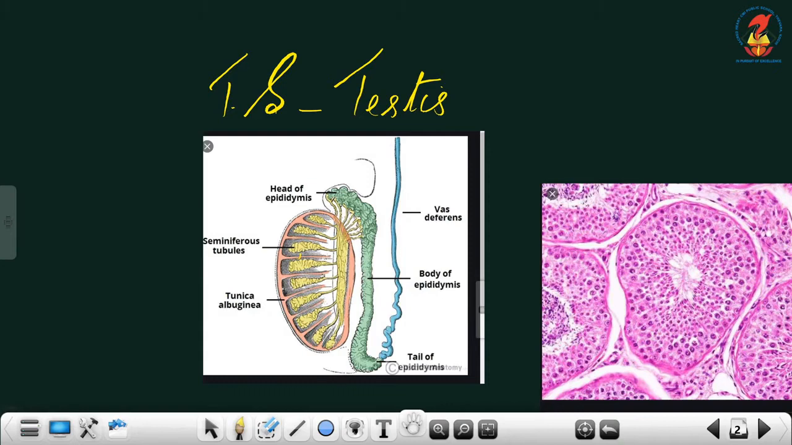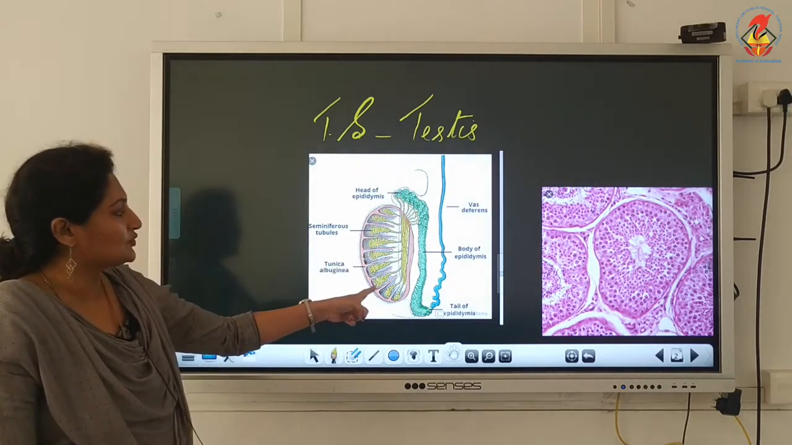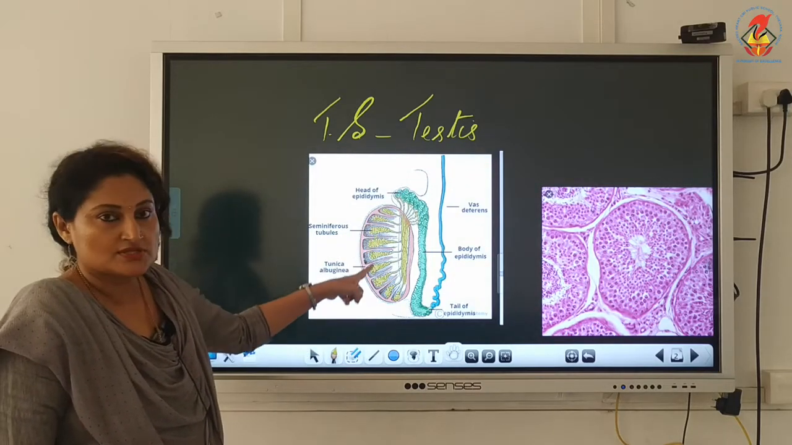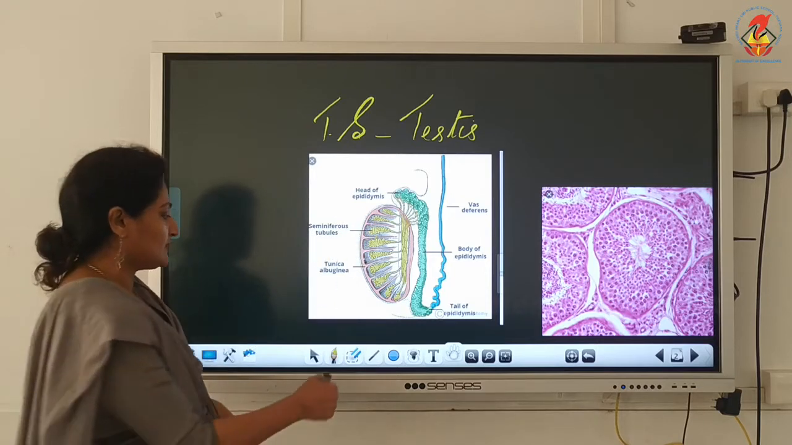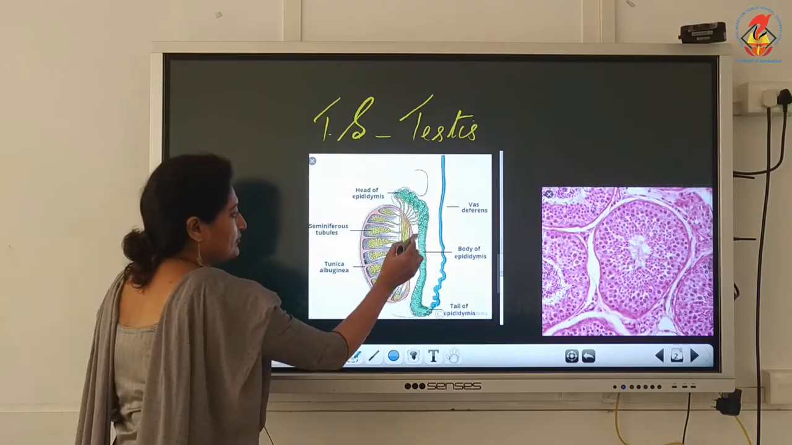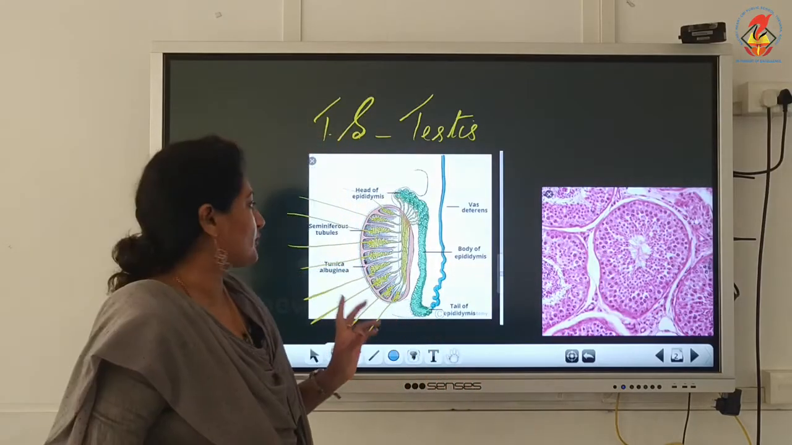Now, as we know, the testis is a pair of testes. Each testis is divided into a number of lobules, 250 lobules, radiating like this. How many lobules? 250 lobules. These lobules are called seminiferous lobules.